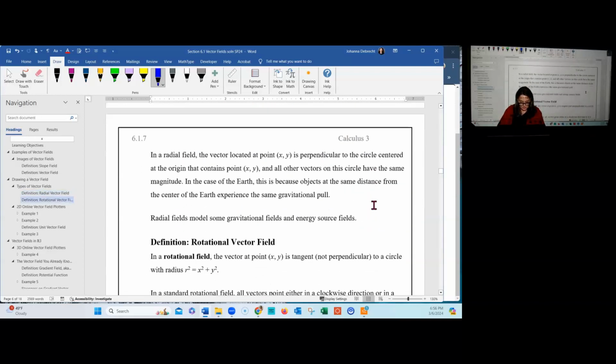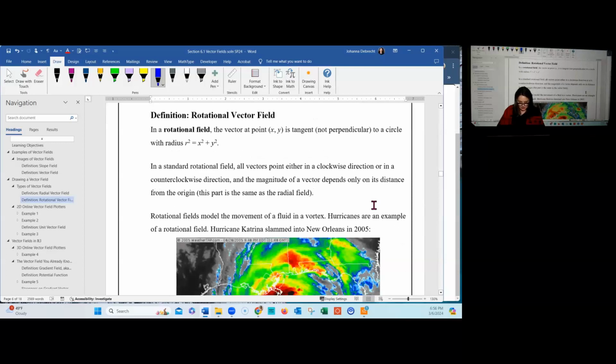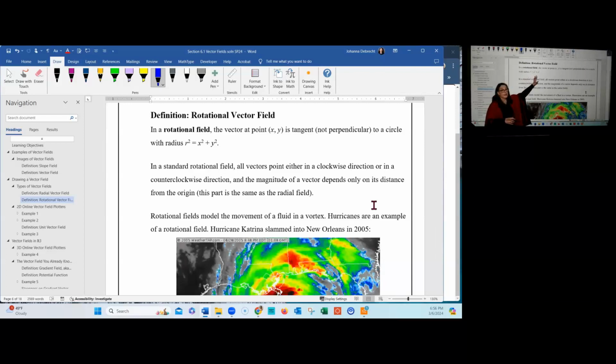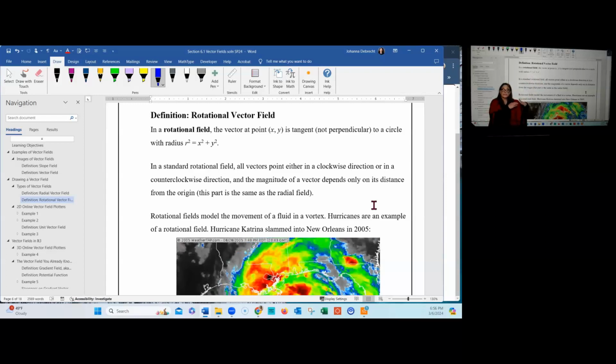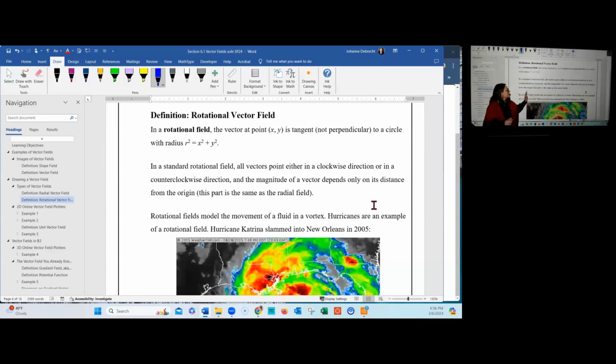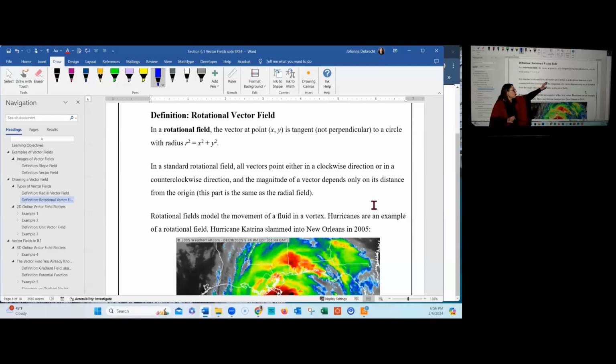This is different from what a rotational vector field is. In a rotational vector field, the vector at any point is tangent to the circle with a certain radius. And in this sense, it's flowing along the circle, in a circular pattern. In a standard rotational field, all the vectors either point in a clockwise direction or in a counterclockwise direction. And the magnitude of the vector, again, depends on its distance from the origin, which is similar to a radial field, but it is not necessarily the same in all places.